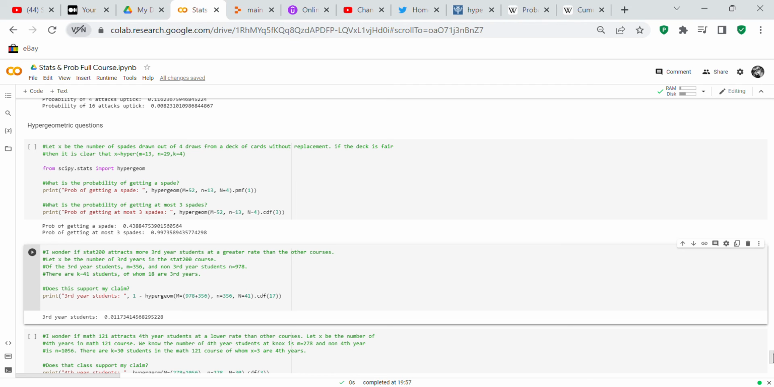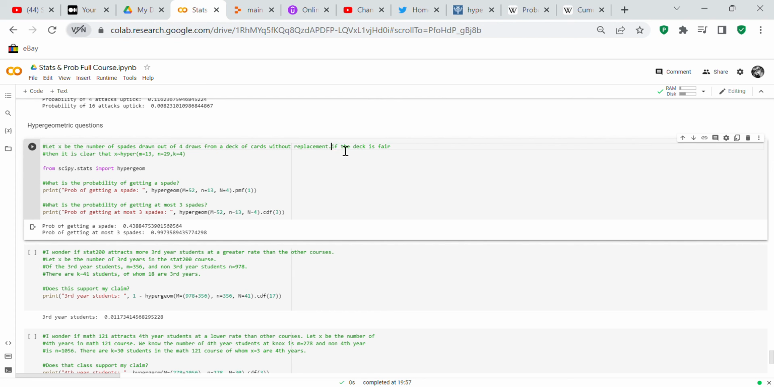So let X be the number of spades drawn out of 4 draws from a deck of cards without replacement. If the deck is fair, then it is clear that X is hypergeometric. I'm not sure exactly what the notation means. Hyper, M equals 13, N equals 39, K equals 4. And so what you have to do is from SciPy Stats, you have to import hypergeom.